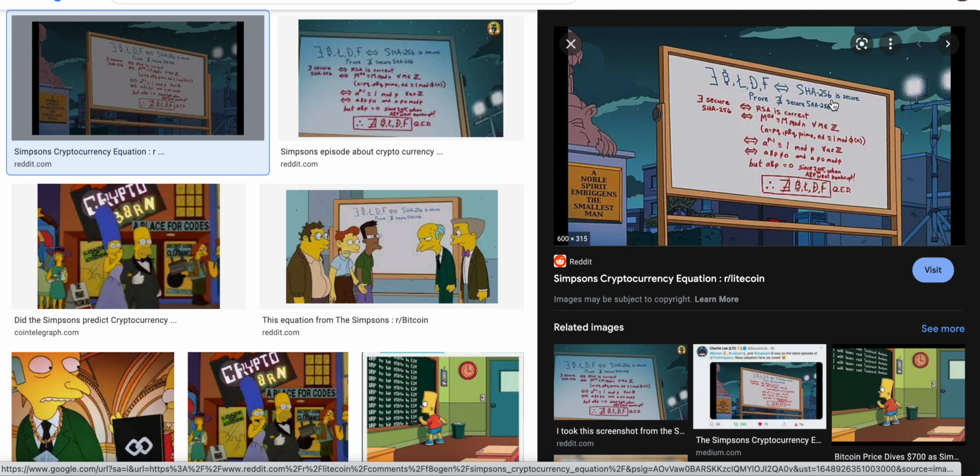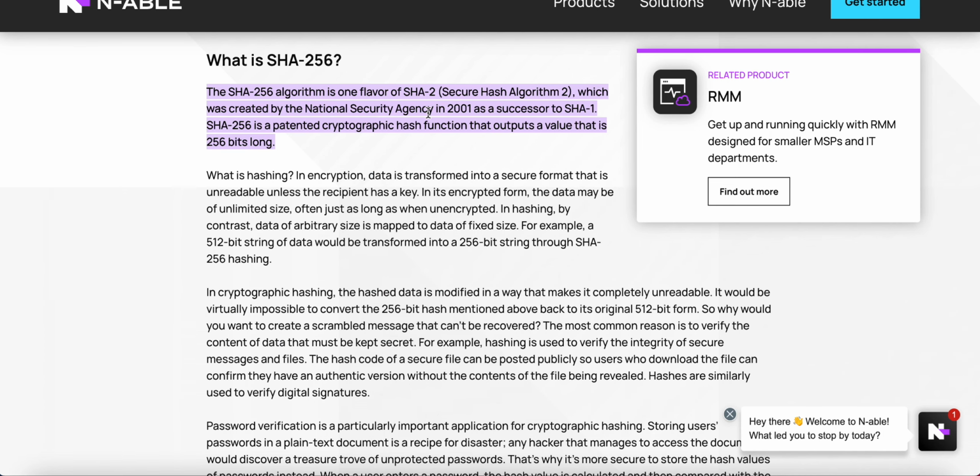And SHA 256 is really interesting. I was asking myself, what is SHA 256? And interestingly enough, SHA 256 is an algorithm that was created by this agency here. I'm not going to say the name, but you see it right here written down. In 2001, it was created in 2001. And it's a patented cryptographic hash function that outputs a value that is 256 bits long. And what is hashing? It's an encryption that is transformed into a secure format that is unreadable unless the recipient has a key. Okay, so that's important.